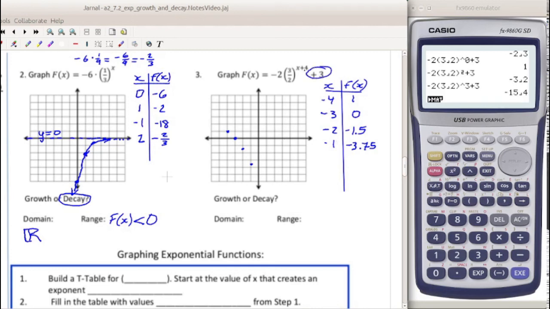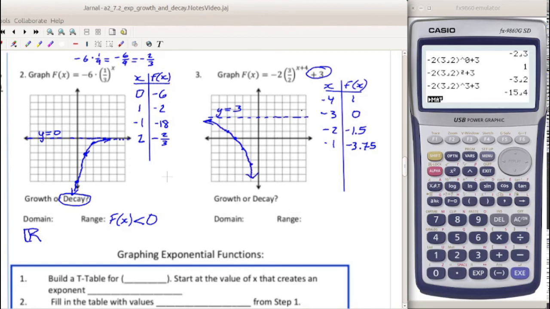This +3, as we learned from our unit on transformations, is going to move my graph up 3. So instead of having an asymptote at y equals 0, I've actually got an asymptote at y equals 3. Here we go, here's my asymptote at y equals 3. As you can see, the graph is going to get closer and closer to 3 and come down on the other side in the other direction.